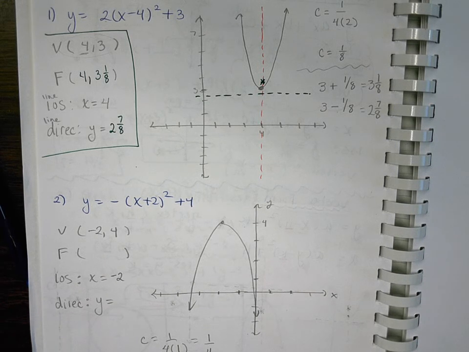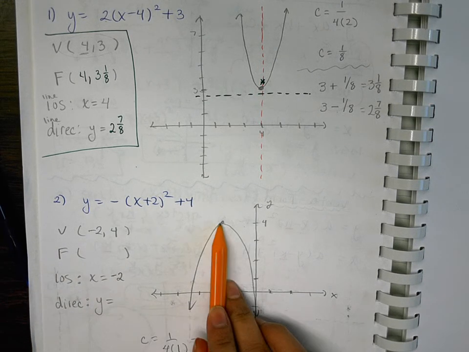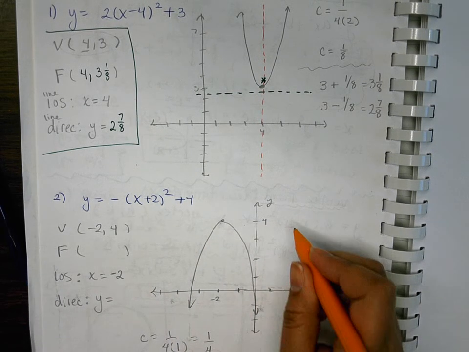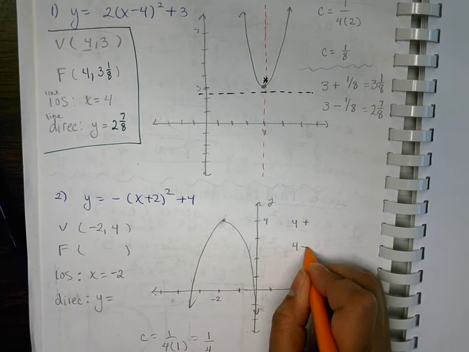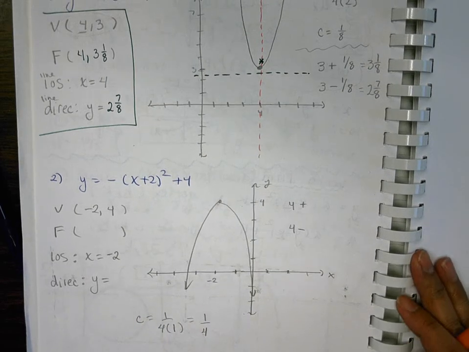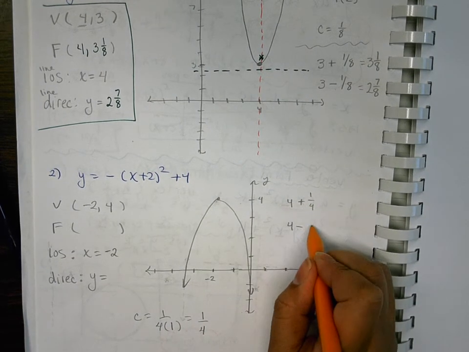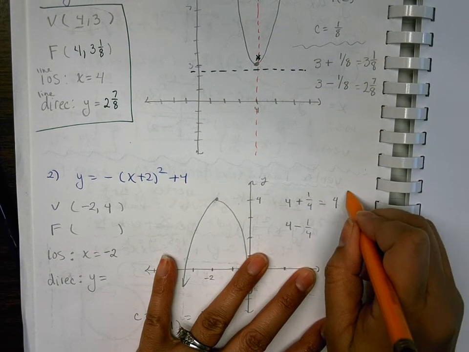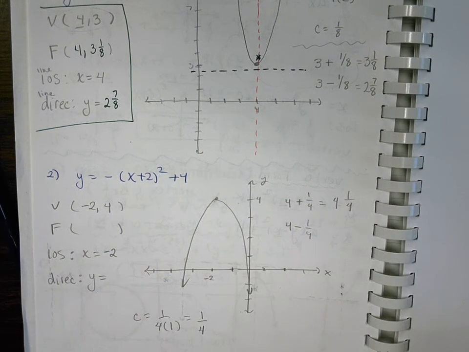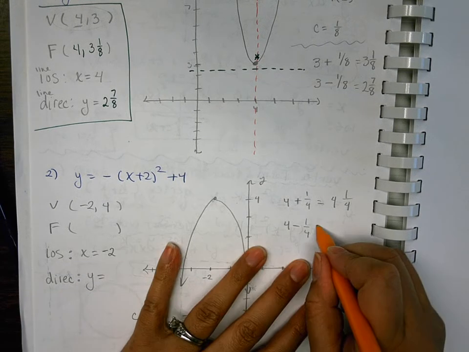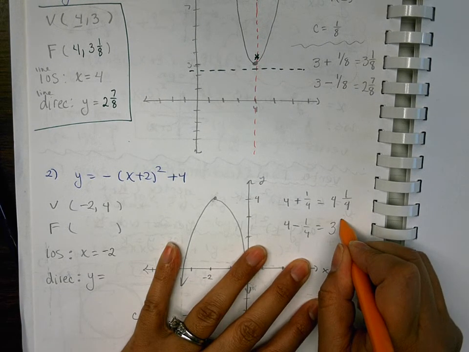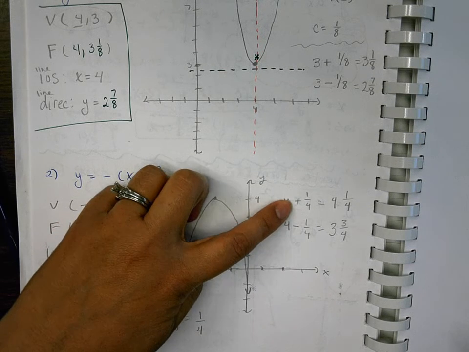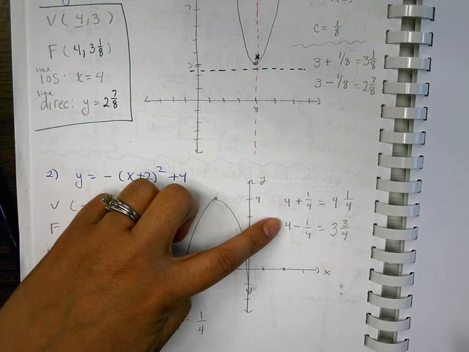One more time, from this negative 2, 4, when I move up and down, what's changing, the 4 or the negative 2? So it's going to go up and it's going to go down. What length? 1/4. We just need to know which one goes where. 4 plus 1/4 is pretty easy. It's 4 and 1/4. Now, again, you have 4 whole, you take away 1/4 of one of them, you're left with 3 and 3/4. Now, don't always assume the one where you added is your focus, or the one you subtracted is your directrix. You have to look at your picture.